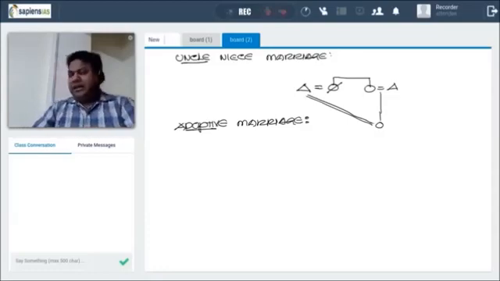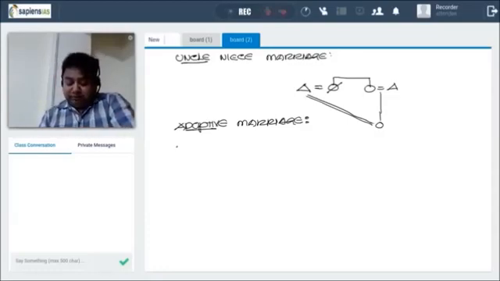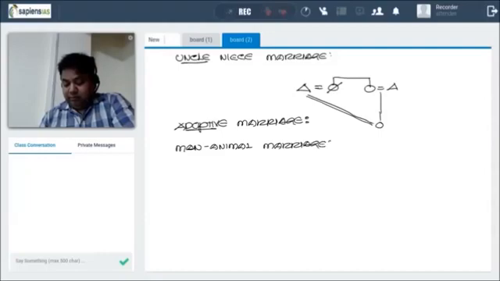Then man-animal marriage. This is practiced among Bantu.